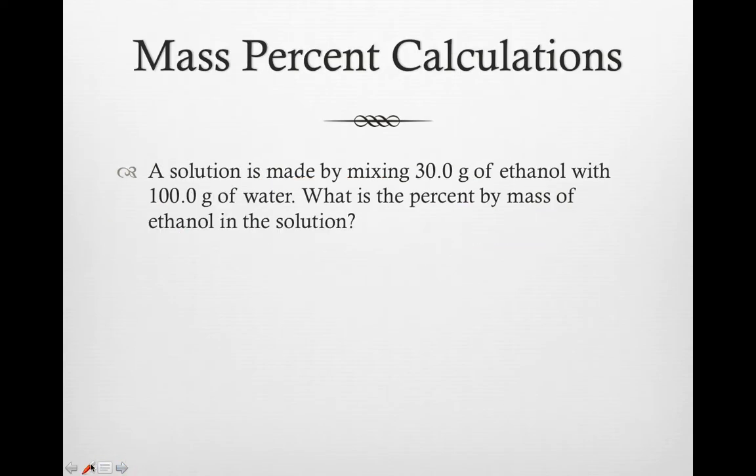Here's a practice question I'll walk through with you. A solution is made by mixing 30 grams of ethanol with 100 grams of water. What is the percent by mass of ethanol in the solution? Because I only have 30 grams of ethanol and 100 grams of water, the one in lesser quantity is my solute. That's going to be my ethanol. So I know that my mass percent is equal to my mass of solute divided by my mass of solution.